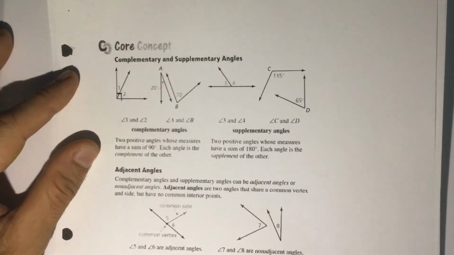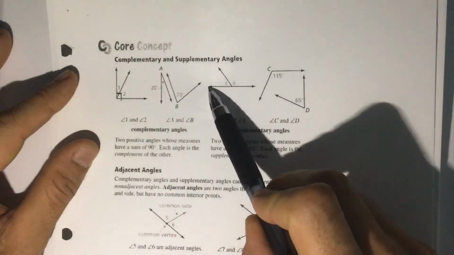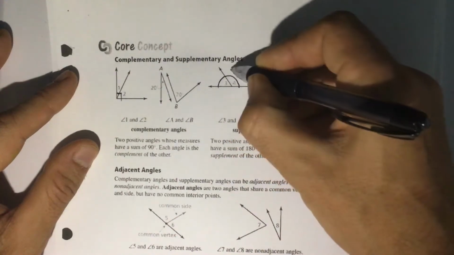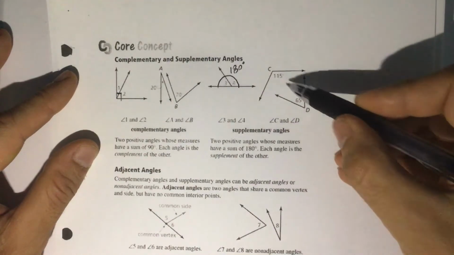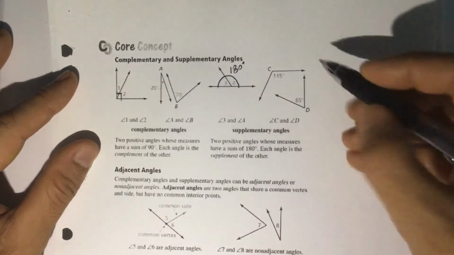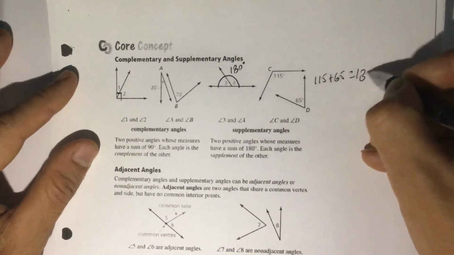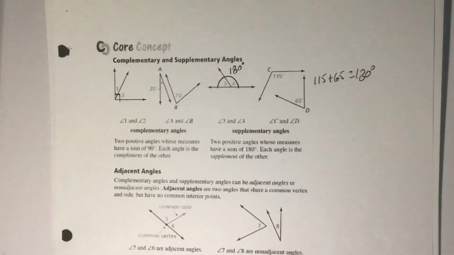Supplementary angles are two positive angles whose measures have a sum of 180 degrees. And each angle is the supplement of the other. So again, if you look at this angle over here, angle 3 and 4, they form 180 degrees. They add up to 180 degrees, those two angles. And also 115 plus 65, that's equal to 180 degrees, okay? Simple, right?